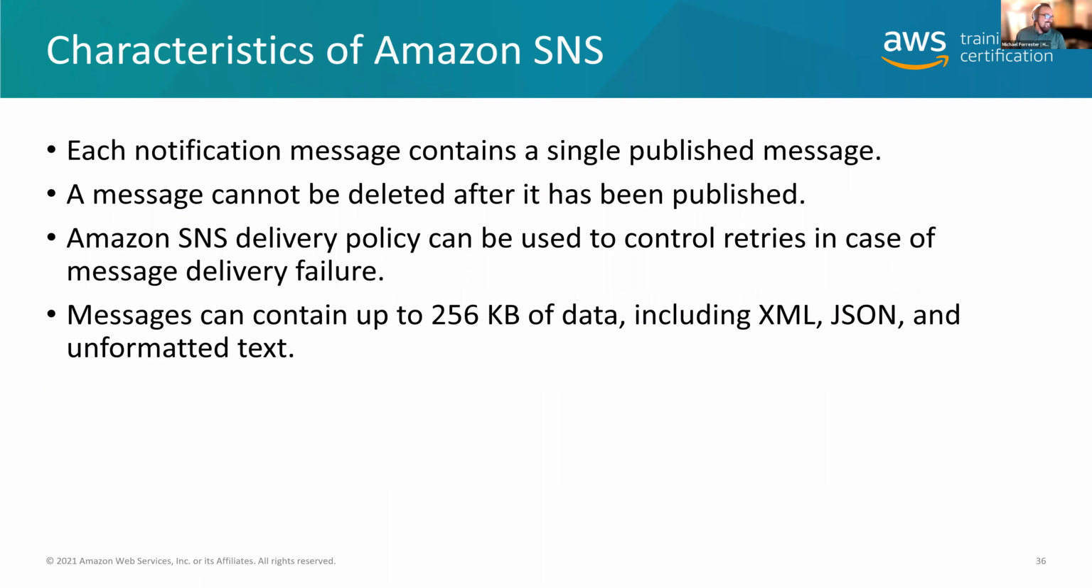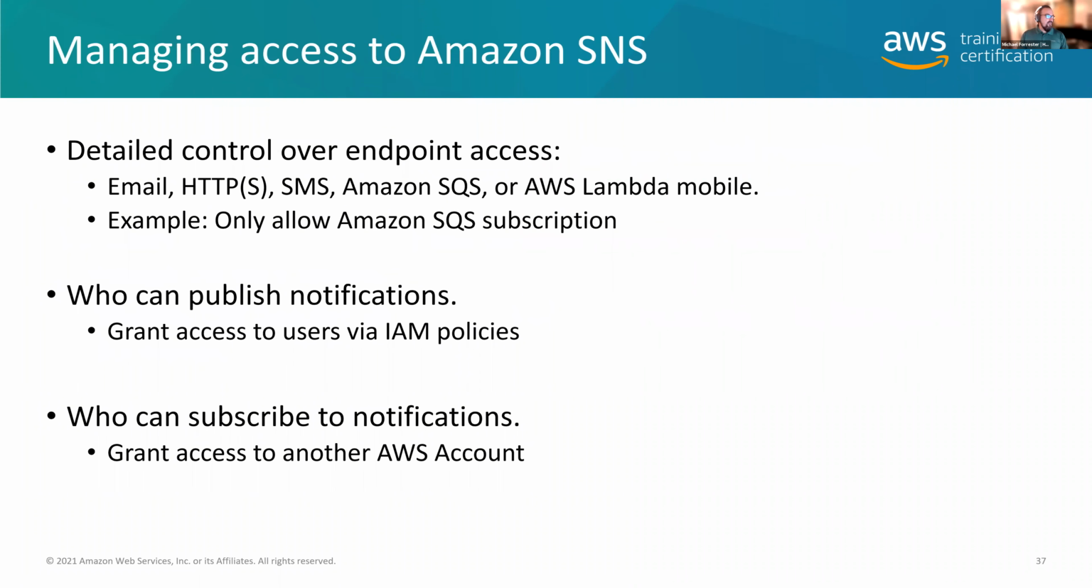A couple things about SNS, right? Same data limitation, 256 kilobytes of data. Do note that in some cases it will actually retry. You can control some of that, right? But just to say this, you cannot recall or delete a message once it's been published. And there's no guaranteed delivery, especially with email as an example. But you get detailed control over endpoint access. You can control who gets access to published messages based on IAM policies, and you can actually grant access to who can subscribe through IAM policies as well.